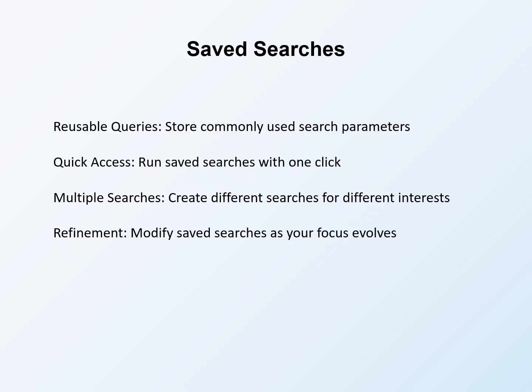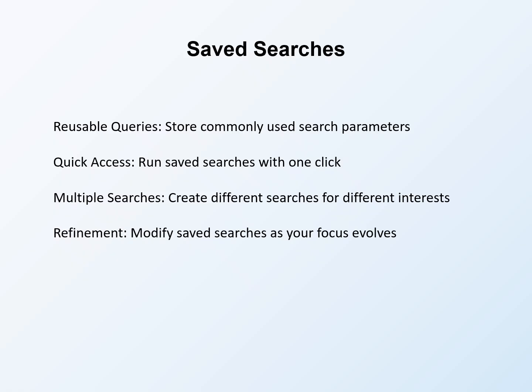Quick access lets you run saved searches with one click, instantly retrieving current results matching your stored criteria. When you want to check what is available without waiting for alerts, saved searches provide immediate access to filtered results. Multiple searches can be created for different interests or roles. If your organization pursues funding in several program areas, create separate saved searches for each.